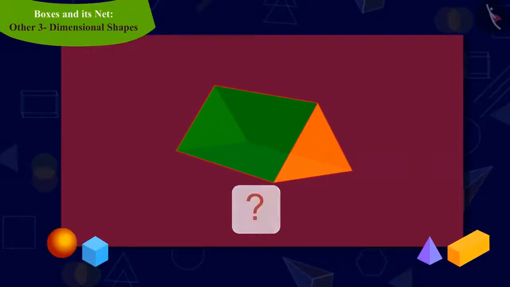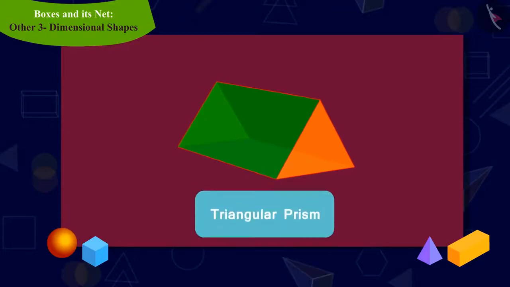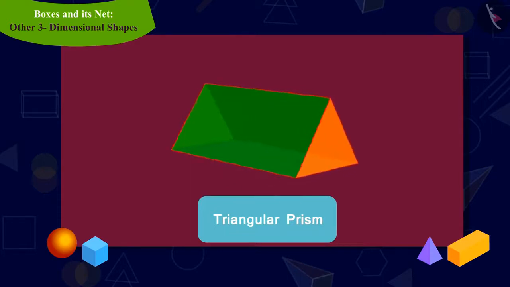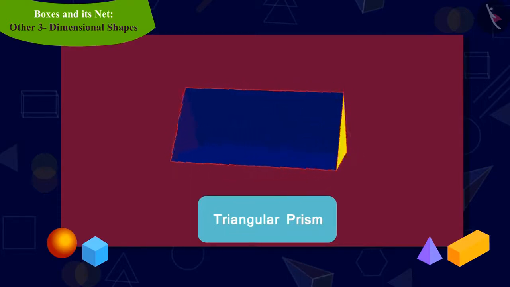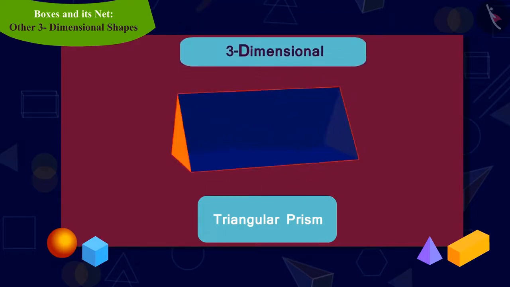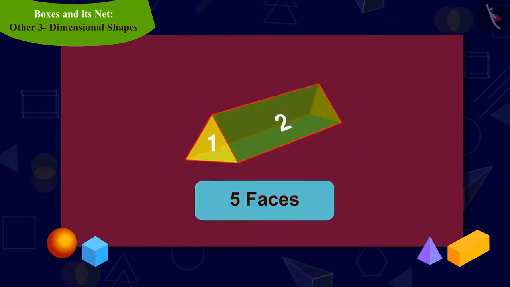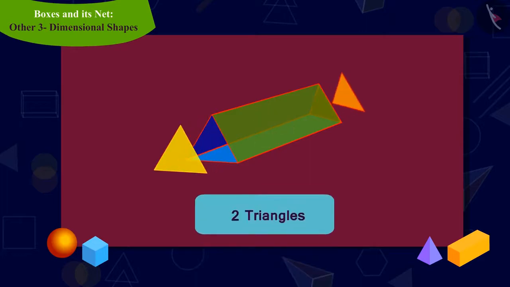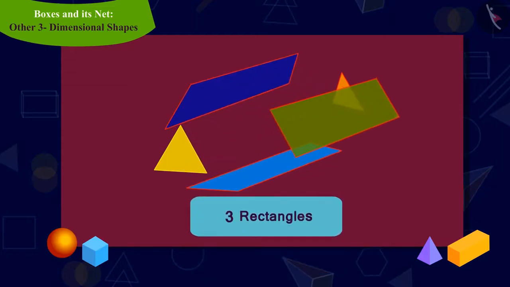Kids, can you recognize this shape? Yes, it is a triangular prism. A triangular prism is a three-dimensional shape which has 5 faces in total, of which 2 are triangles and the remaining are rectangular faces.